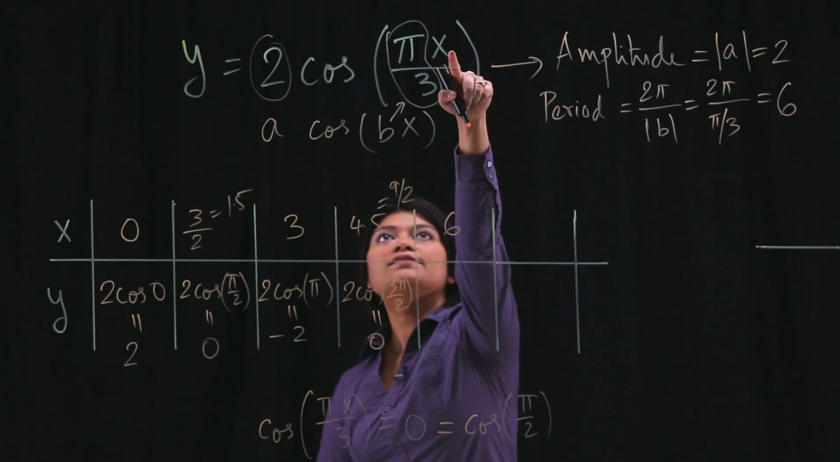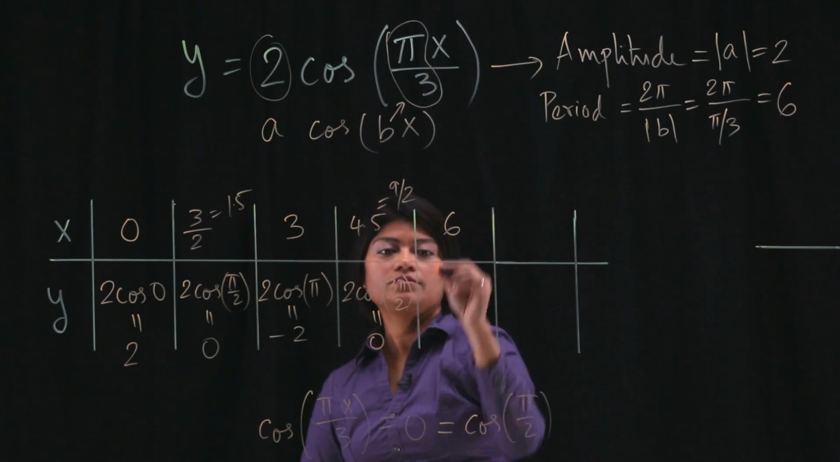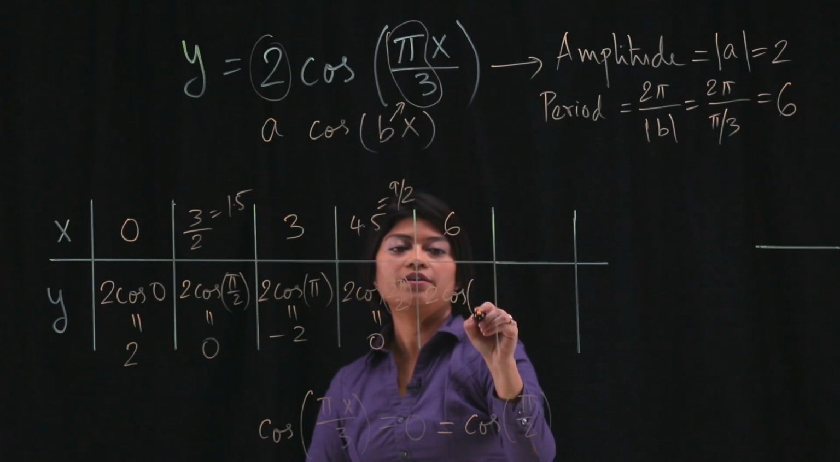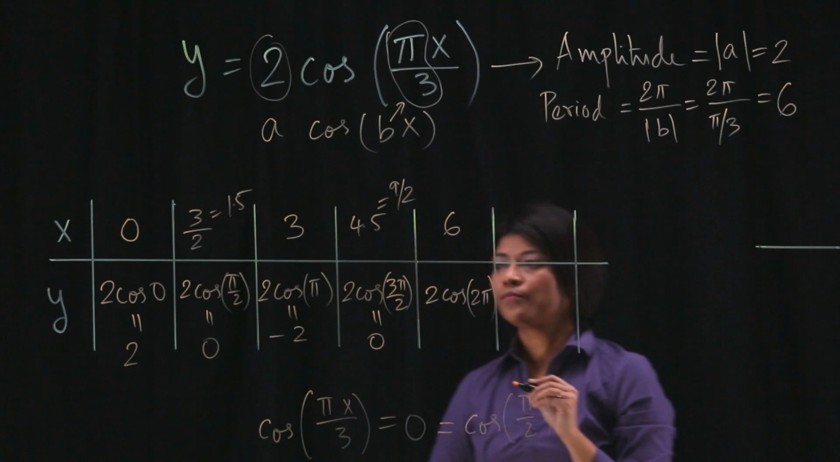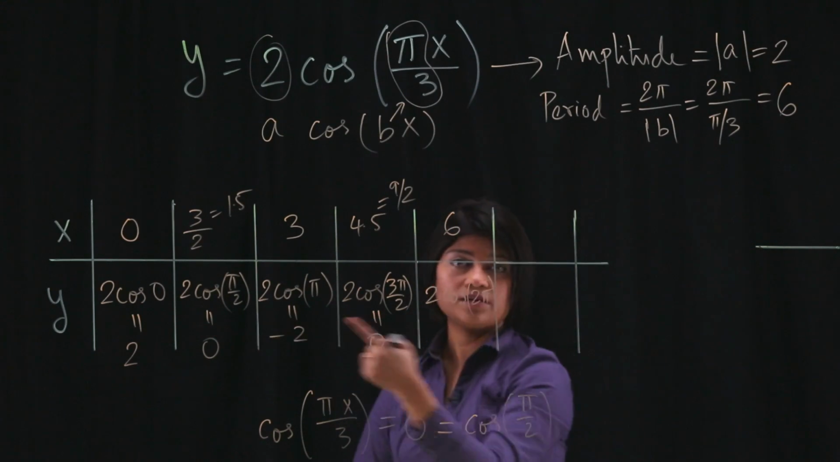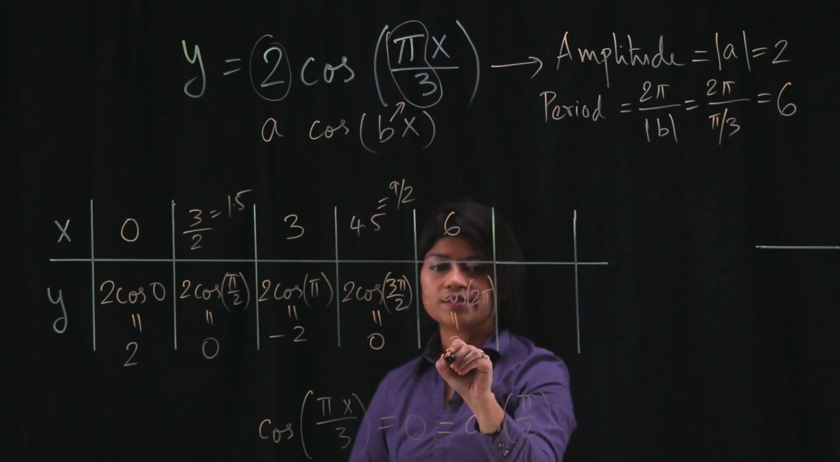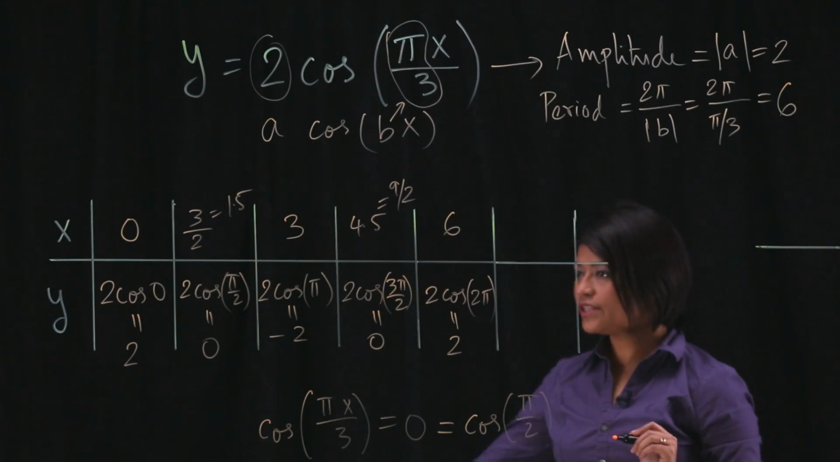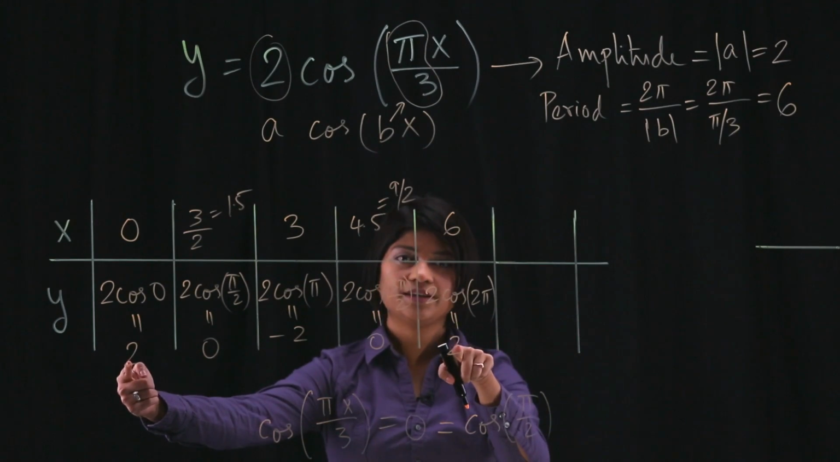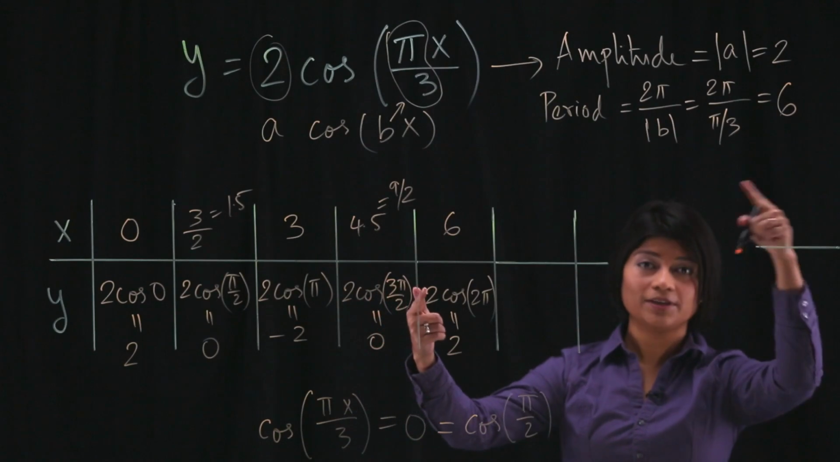So when you plug in 6, you get 2 cosine of 2 pi. Just like cosine of 0 is 1, cosine of 2 pi is also 1. So this is 2 again. So do you see what happened? We started at 2 and we ended at 2. So that should give us a cycle.